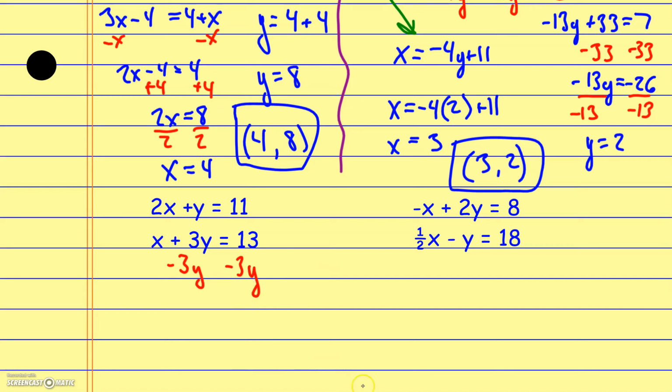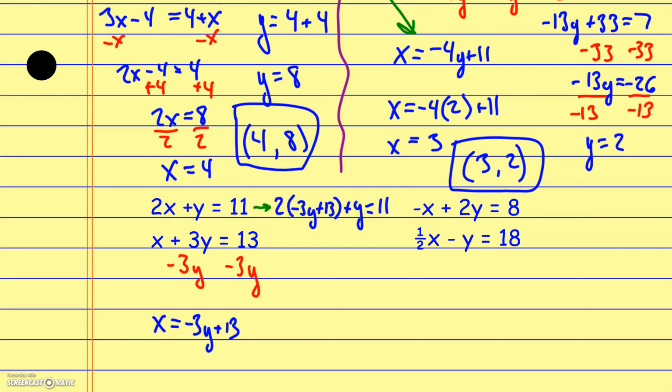And so I find out that x equals a negative 3y plus 13. And now from here, I've got to go ahead and plug that into my first equation. So I take my first equation, which is this guy right here. I'm going to plug that value in. So I had 2 times x plus y equals 11. But instead of the x, I'm going to plug in the negative 3y plus 13.